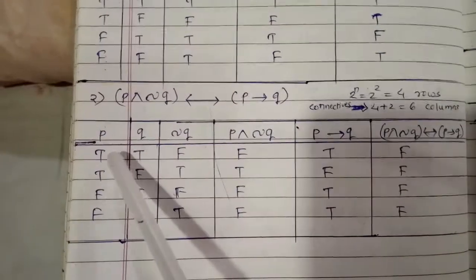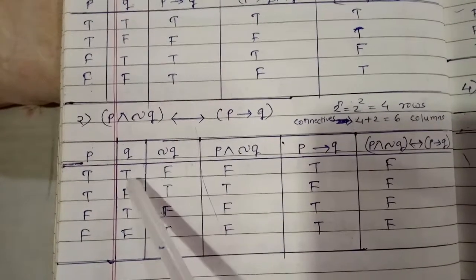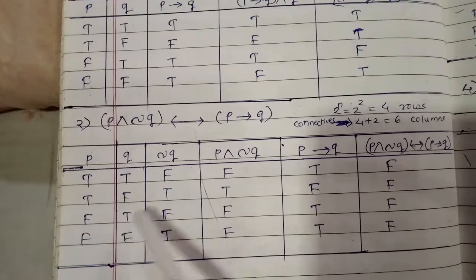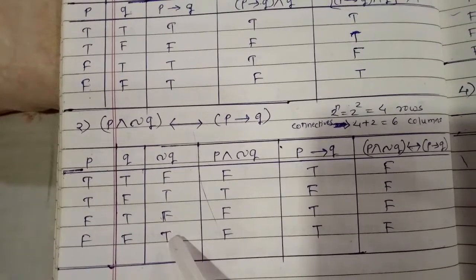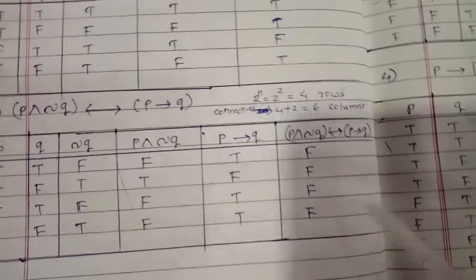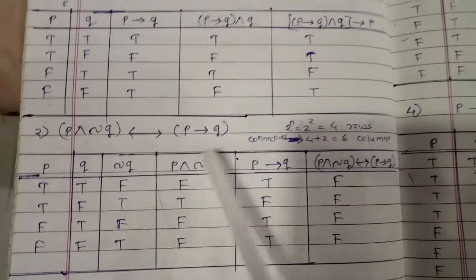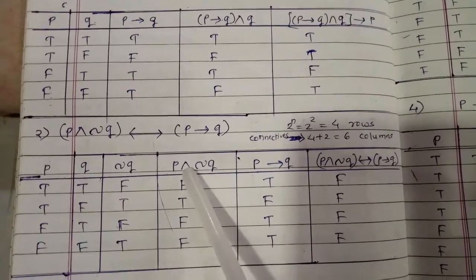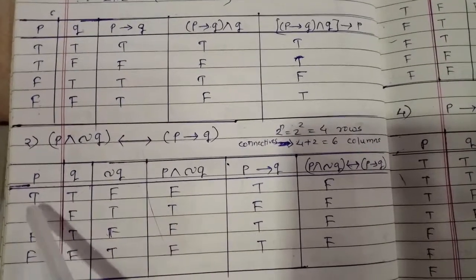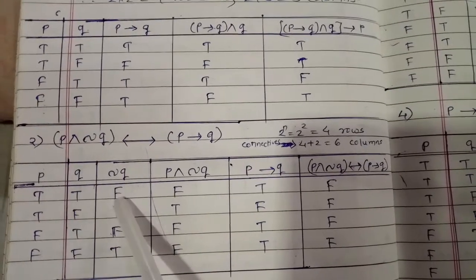Now see the same, that is T T F F T F T F. Now see negation Q. So if this is true then it is false, false then it is true, true then it is false, and false then it is true. Now P conjunction negation Q. Now see we have to take the conjunction between these two columns. Don't see this or this, just see these two columns. So P and negation Q.